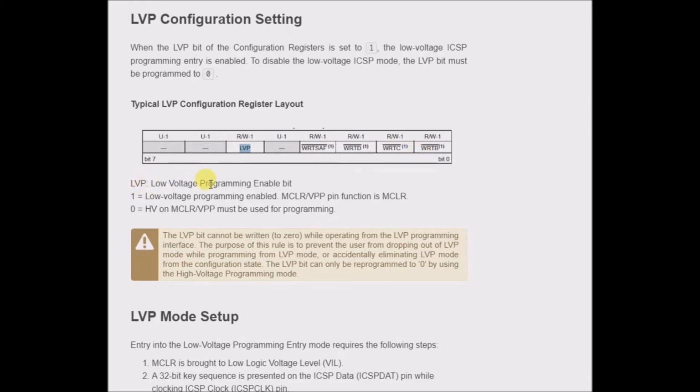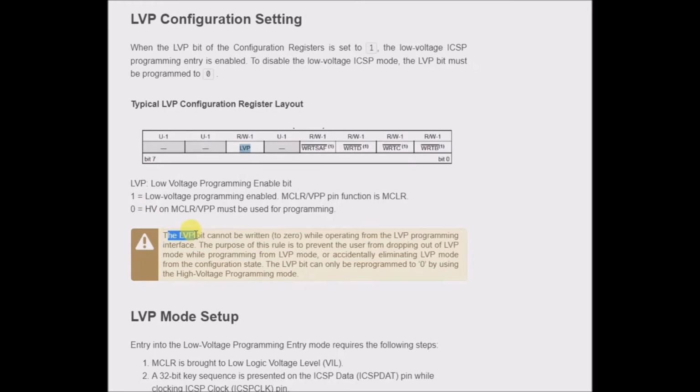LVP, low voltage programming enabled bit. 1 equals low voltage programming enabled, MCLR VPP pin function is MCLR. 0 equals HV on MCLR VPP must be used for programming.